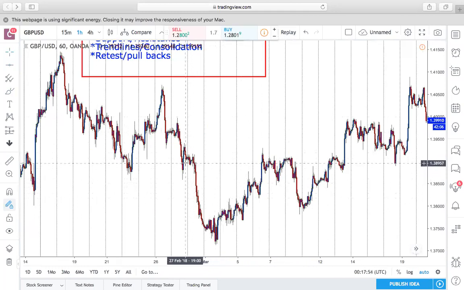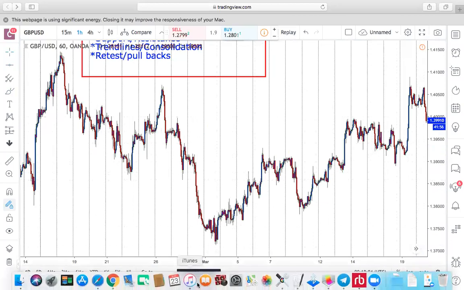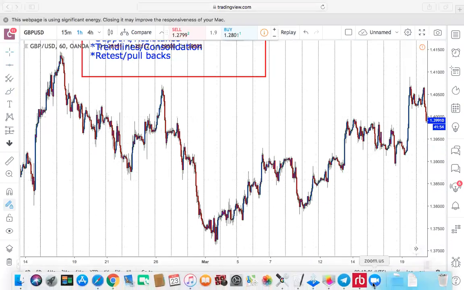A retest and a pullback is what we're going to wait for once price breaks our support or our resistance line. We always wait for a pullback. So with that being said, this will conclude the video for today.